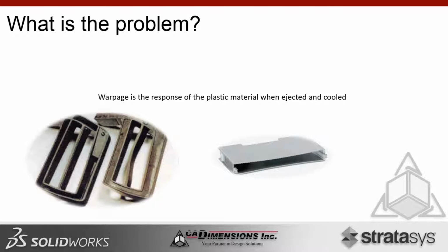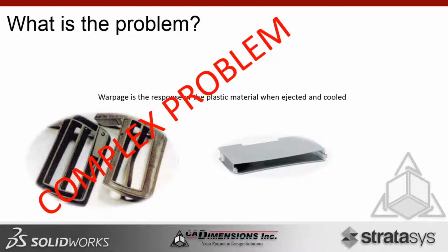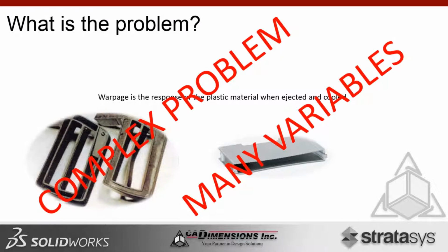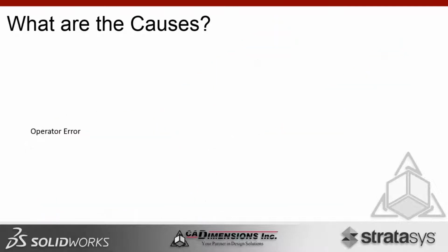So to define the problem, really warpage is that response of the material after the process of injection, after packing the material and cooling it and ejecting it into the open air. It's the response of the plastic at that point. So we have that defined. The problem itself is very complex, simply because there's many variables that affect how a part might warp. So how do we break down those variables and understand which ones we can get ahead of in the process?